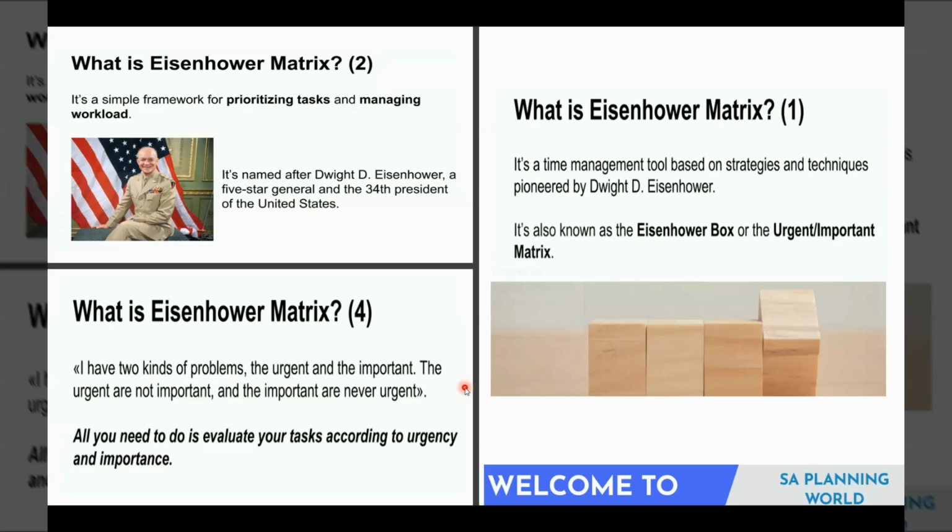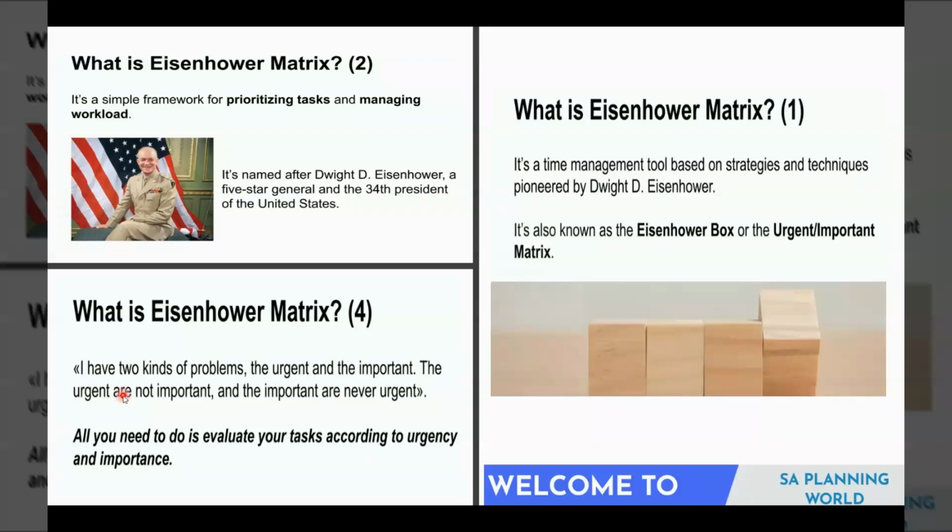Let's see what the Eisenhower Matrix is. The Eisenhower Matrix is a time management tool based on strategies and techniques pioneered by Dwight D. Eisenhower. It is also known as the Eisenhower box or the urgent-important matrix. Who is Eisenhower? He was a five-star general and later became the 34th president of the United States. He described this method like this.